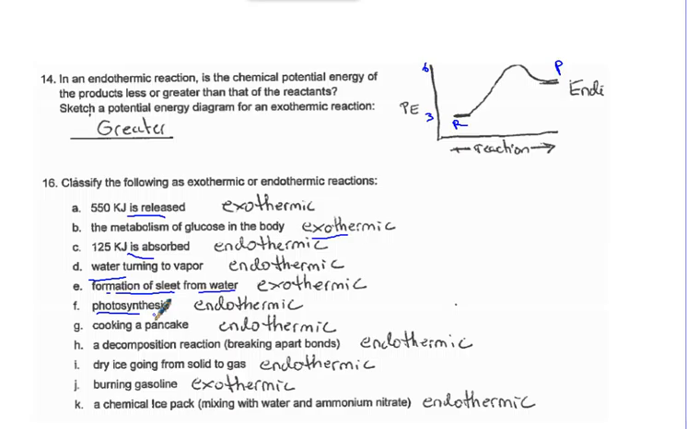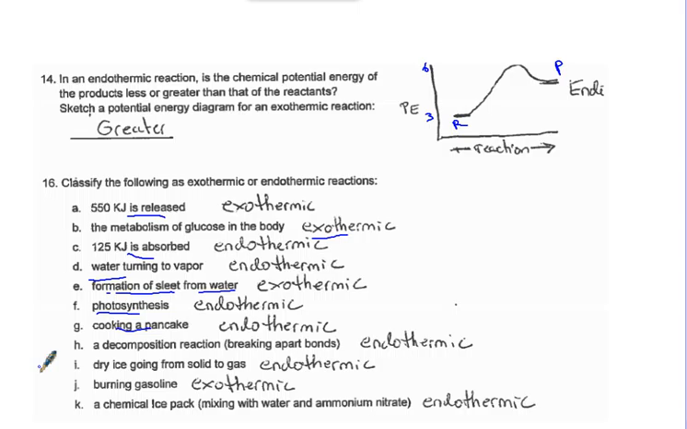Cooking a pancake, super endothermic. I mean, you've got it on a, I was going to say flipping pan. That's oddly appropriate. You've got it sitting on a flipping pan, and the pancake is taking in heat. You then flip it over, it lands on the other side, and it takes in energy on that side. That's definitely endothermic and oddly funny.